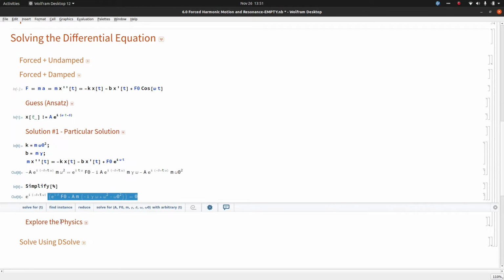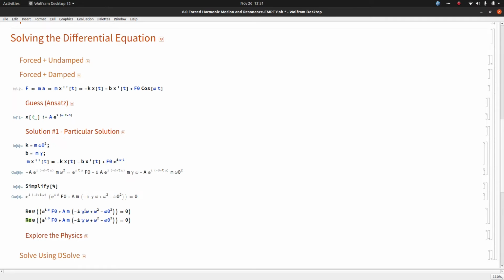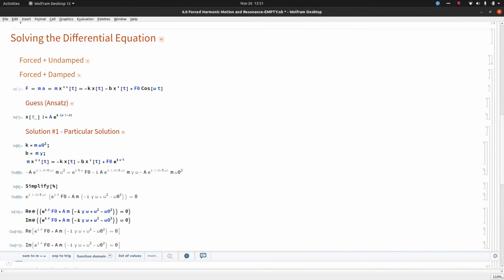So I'm going to copy this down. And you will note that everything in here is not just an algebraic equation, but it's complex. So there are real and imaginary parts. So I am going to break these into the real and imaginary parts. We're going to do Re to get the real part. And I'm going to copy this and write down Im to get the imaginary part.